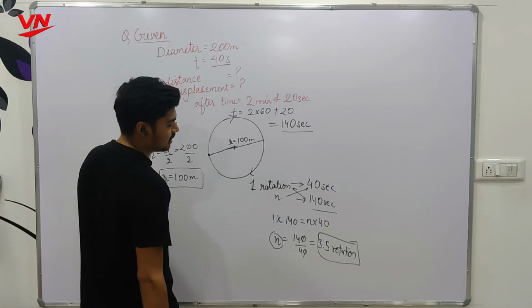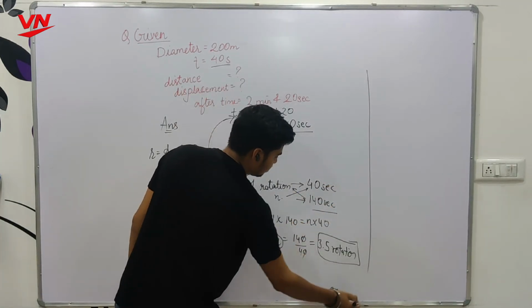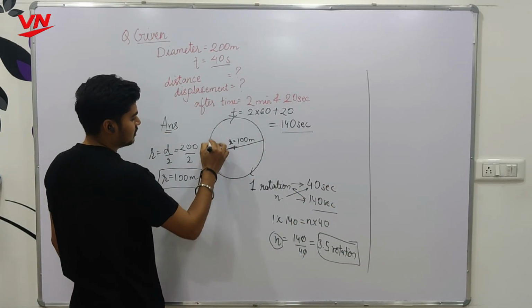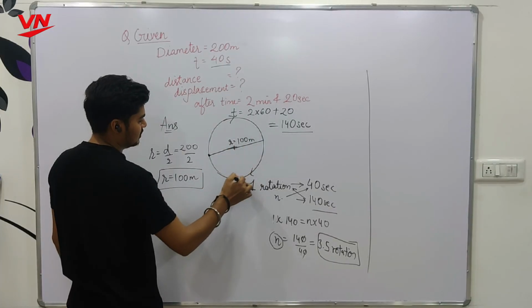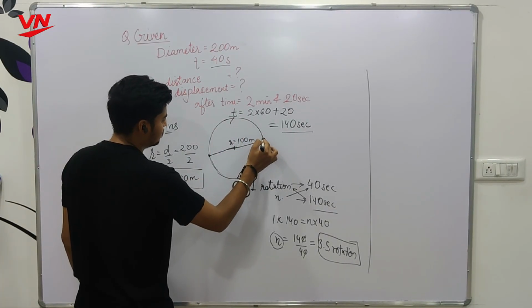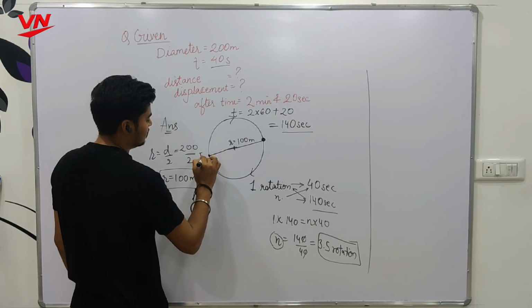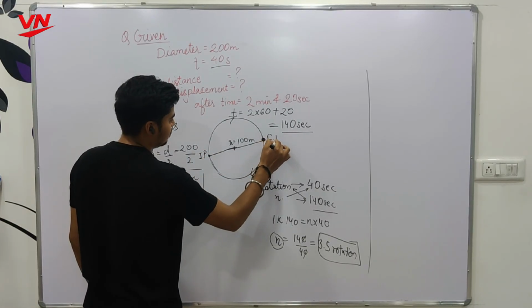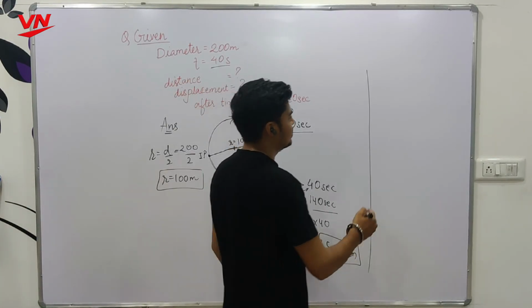How many rotations will be completed? 3.5. So if you have started from here, one rotation, second and third, and then half. Object is now here somewhere. This is the initial point, this is the final point. We have to calculate the distance.